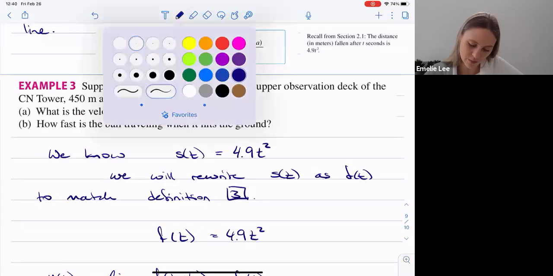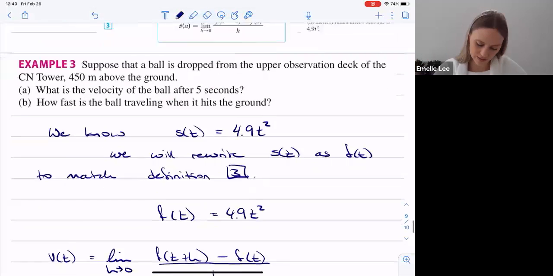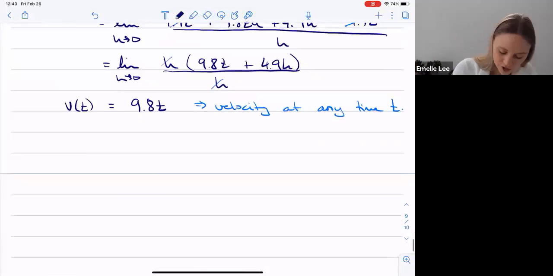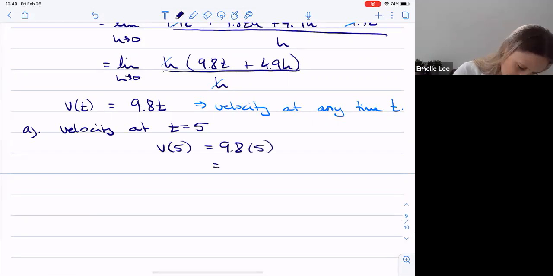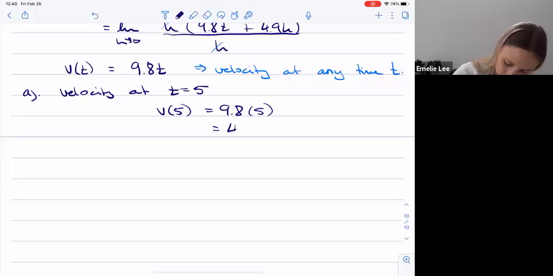So we haven't even started the problem yet, but now we have all this information under our belts. So A, we want to find the velocity at t equals 5. Well, v of 5 is 9.8 times 5, which is going to be 49.